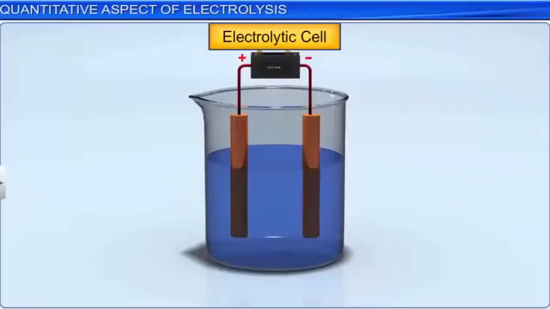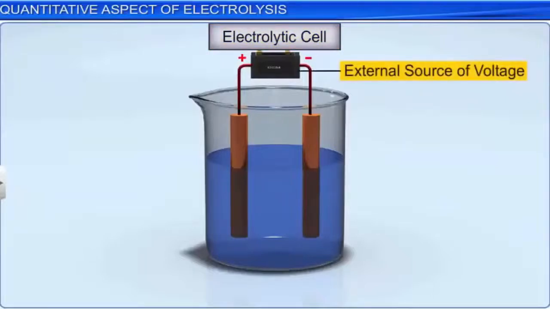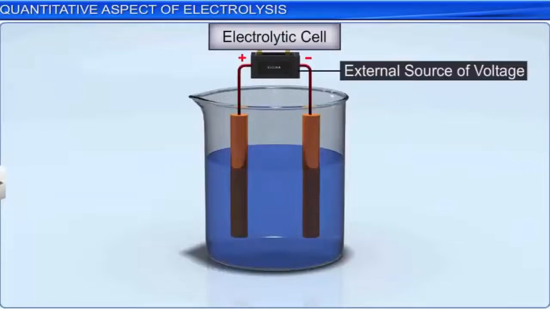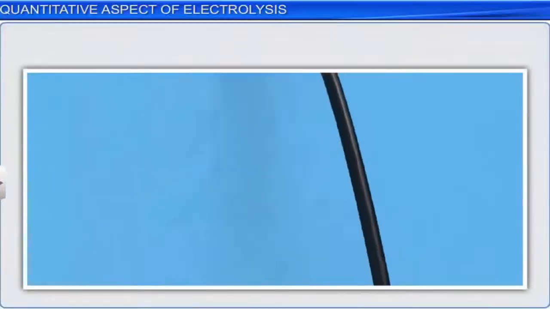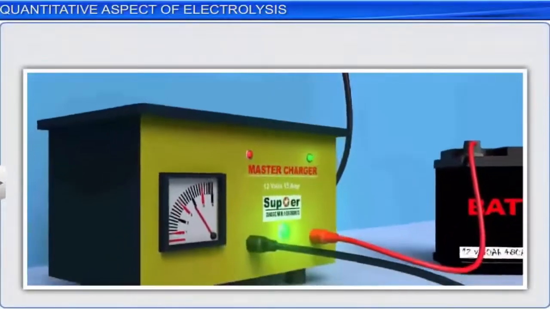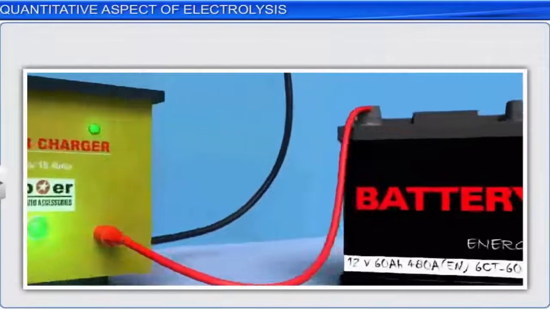An electrolytic cell is an arrangement in which an external source of voltage brings about a chemical change. Since electrical energy is put in, the reaction is non-spontaneous. When you recharge a battery, you are actually running them as electrolytic cells.